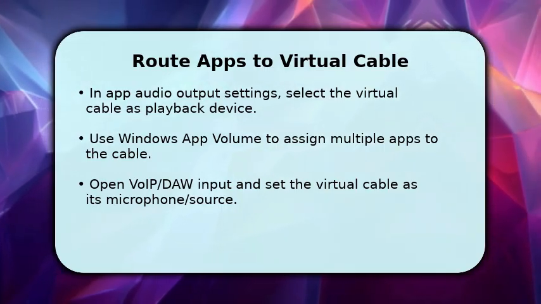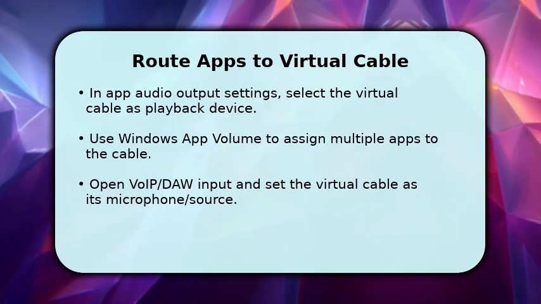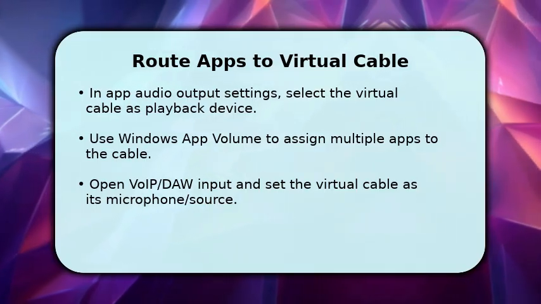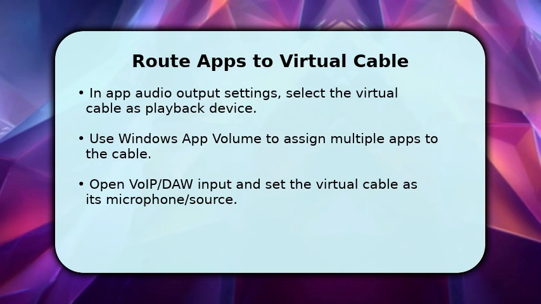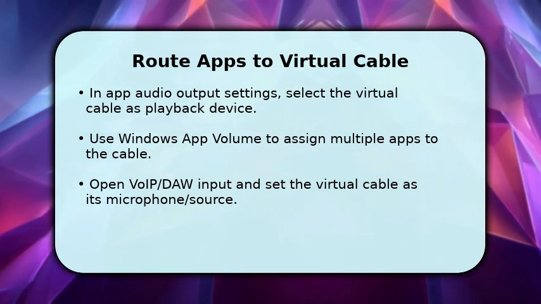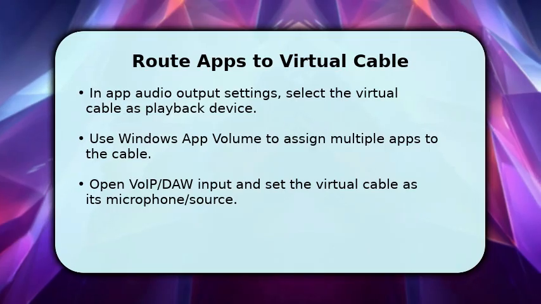without mutual interference. Next, in the receiving program, like a VoIP client or DAW, select the virtual cable as the input device so it captures the mix stream. Doing this ties the signal path end to end.